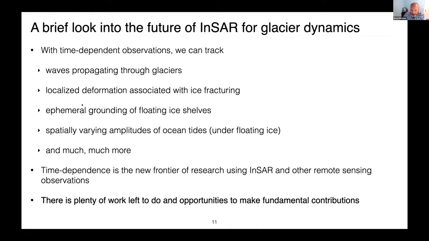We can also understand ephemeral grounding of the floating ice shells. So that map of the grounding line we talked about before, that's picked out from InSAR observations, as we'll talk about in a bit. It's basically looking at the change in the vertical displacement that's picked up by InSAR over the floating ice shelves. And finally, we can look at spatially varying amplitudes of the ocean tides under floating ice. The first example that I showed you, we were able to do that kind of thing. We actually made one of the first maps of what the ocean tidal amplitude and phase looks like under these areas. And we did it all with time series of SAR observations.